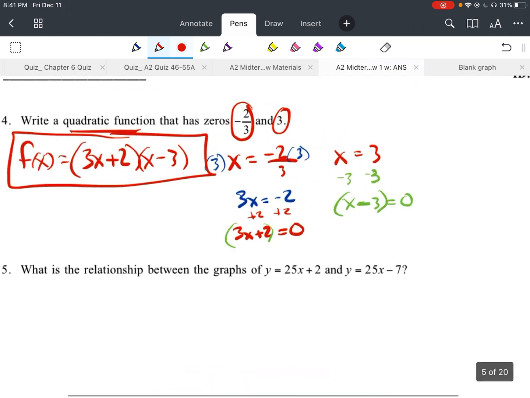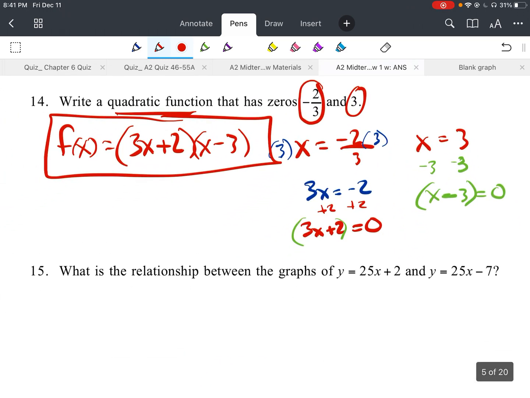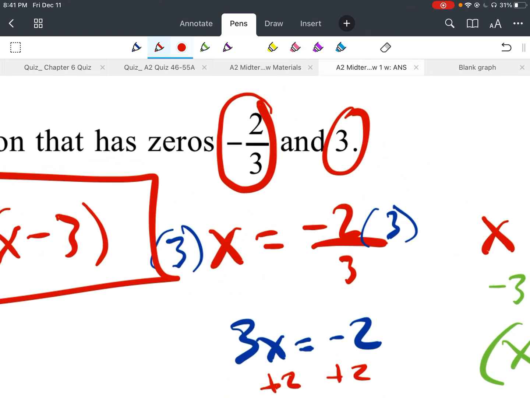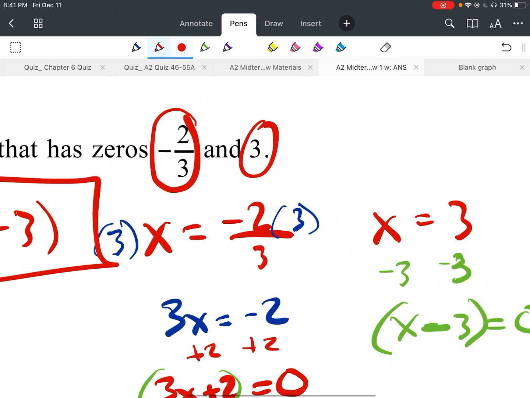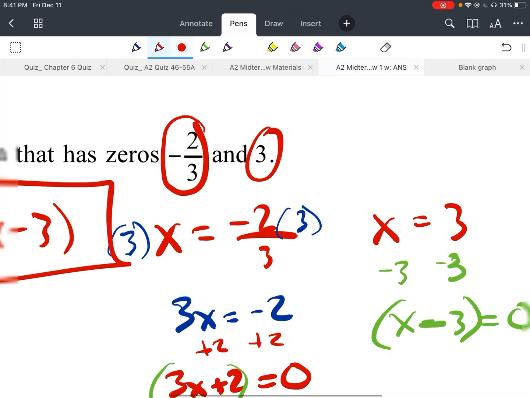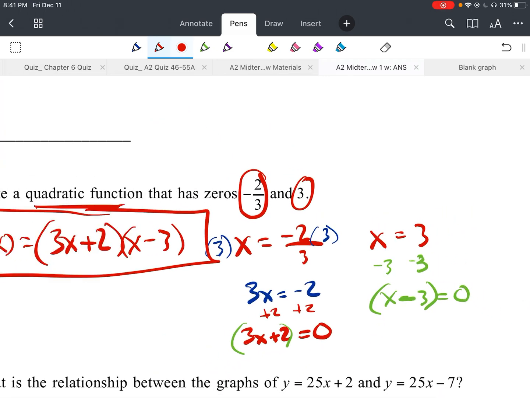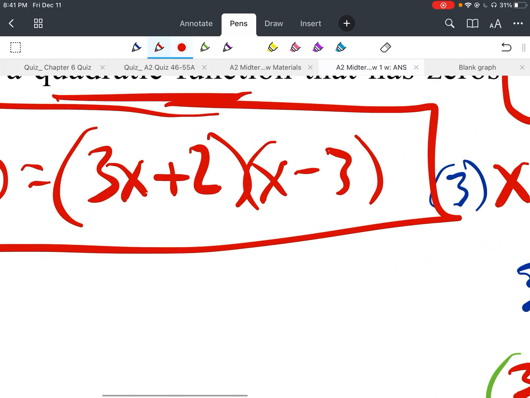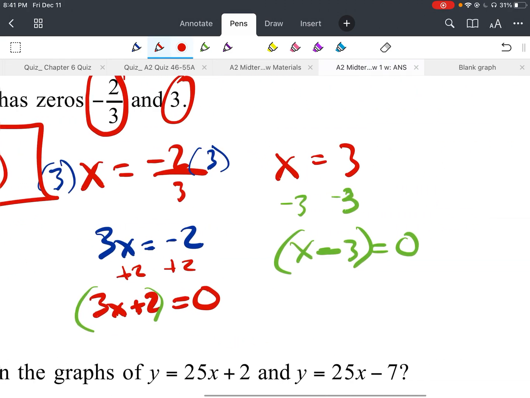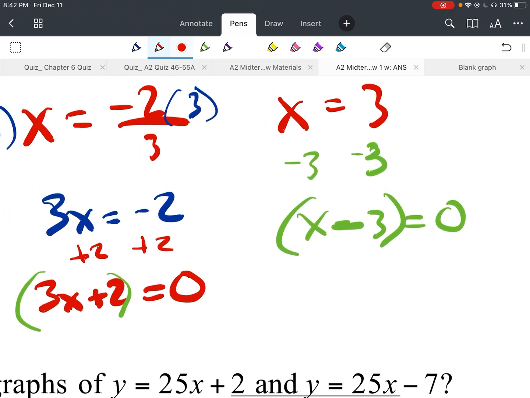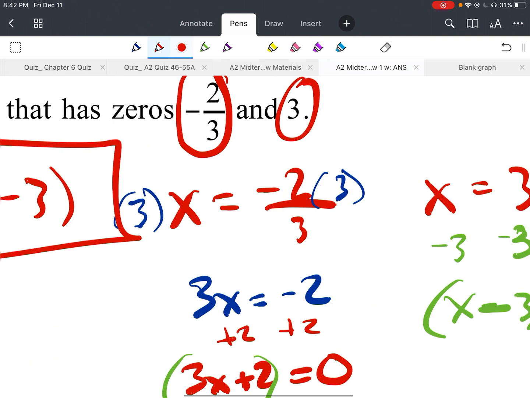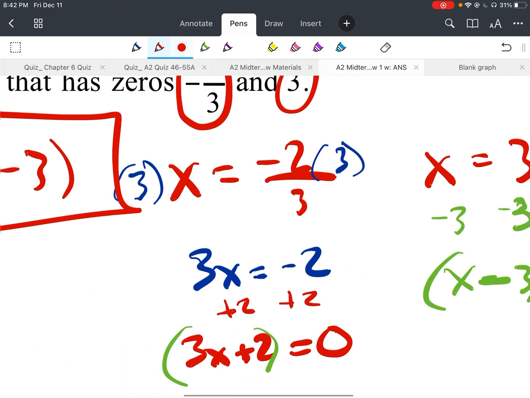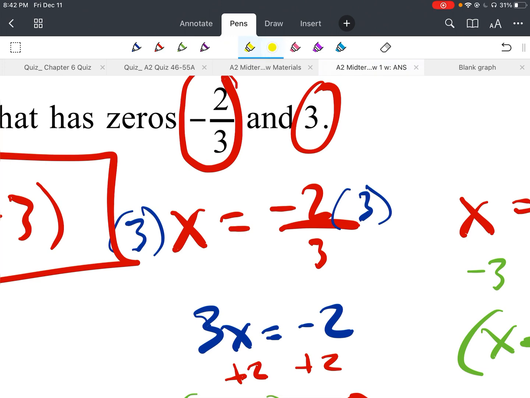All right, moving on. This one says we want to write a quadratic function that has those zeros. This is the opposite of like I give you the function and you tell me what the zeros are. What would that process look like for you? Well, first you'd factor, right? You'd set it equal to 0. You set each factor equal to 0, and then you'd solve it. So this is the opposite. First you set each of those zeros equal to x. Now undo those.